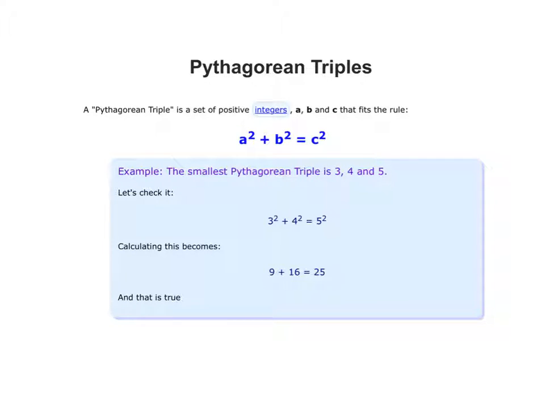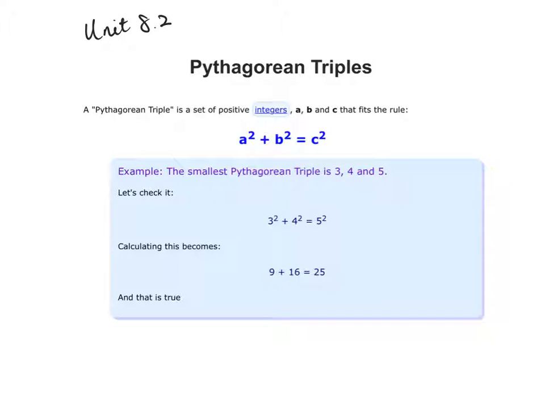Okay, this is unit 8.2, and I'm adding a little bit of information about Pythagorean triples in this unit. A Pythagorean triple is just a name for a set of three numbers, a, b, c, such that these three numbers fit into the Pythagorean theorem.